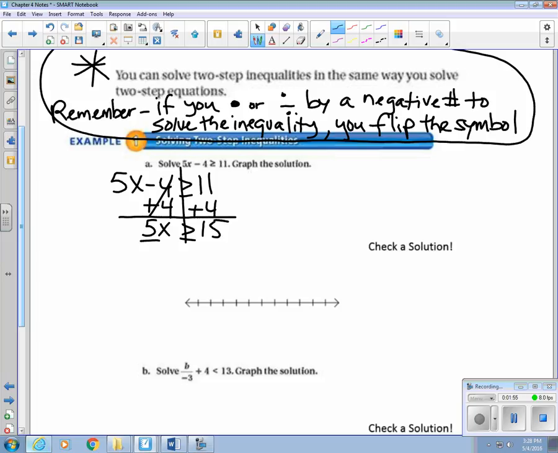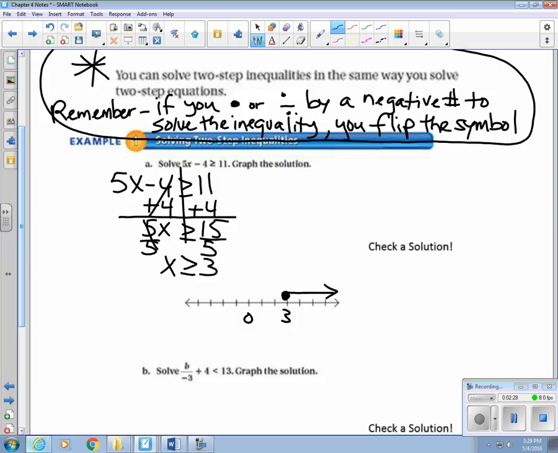I need to divide by 5 on both sides to get rid of that 5. That's with the x. They cancel out. And I get x is greater than or equal to 3. I did not flip the symbol because I did not divide by a negative number. I need to graph my solution. So I need a 0 and a 3 on my graph. Our starting point is the 3. X can be greater than or equal to it, so it's going to be a closed circle at the 3. And greater than is to the right.